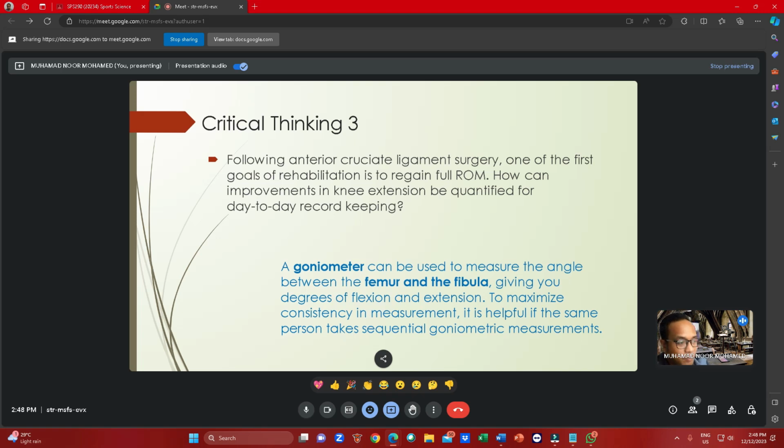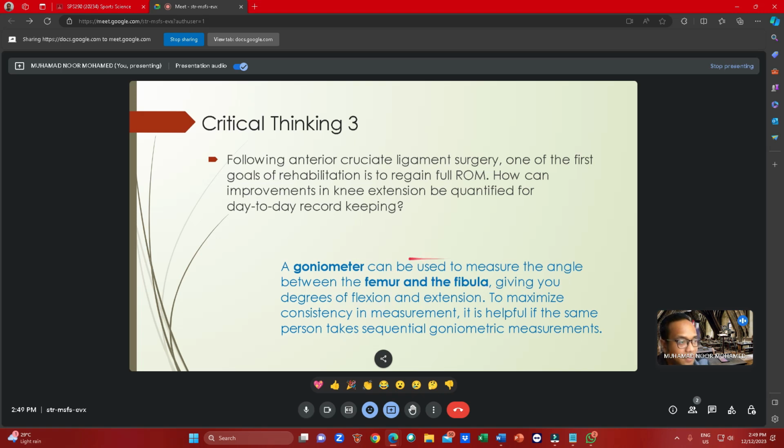Now here we see that a goniometer can be used to measure the angle between the femur and the tibia, giving the degrees of flexion and extension. To maximize consistency, it is helpful if the same person takes sequential goniometric measurements. Today we measure, tomorrow we measure. We try to see whether we can actually extend our knee. For sure after the procedure the extension is going to be less, and it will increase throughout the days, which shows a good sign of the ACL surgery recovering.